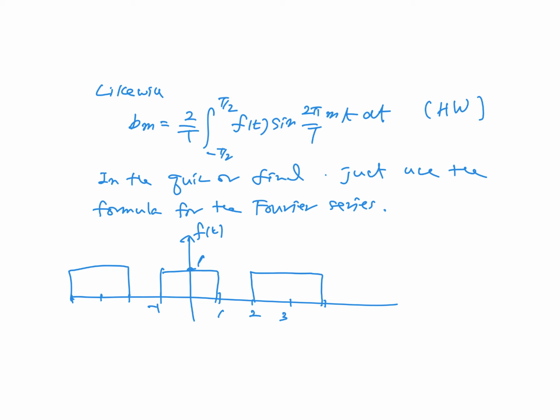So what is the period? The first goal in the analysis of the Fourier series is to determine the period. So what is this period in this case? T is equal to 3, right? Very easy.